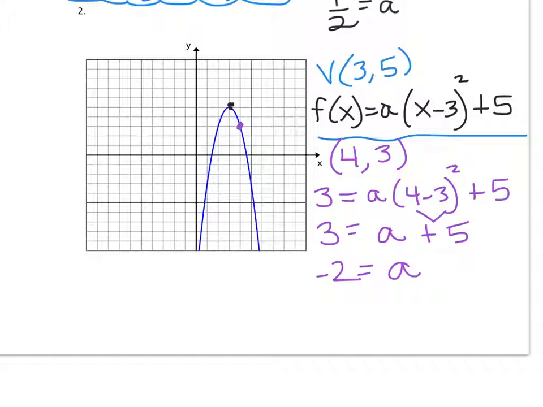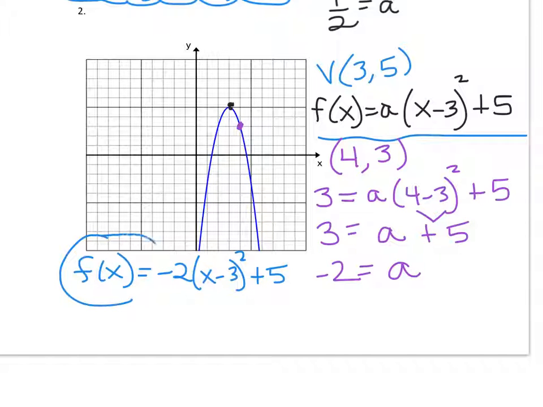Okay, so my full equation is going to look like this now. My finished vertex form of this graph is going to be negative 2, which is what we got for a, and then x minus 3 quantity squared plus 5. Okay, so let's verify that this looks like this kind of graph. We knew that it shifted over to the right 3 and up 5. Now the negative 2 means it is opening down and somewhat narrow. And if you look at the graph, that matches perfectly, so that makes sense.